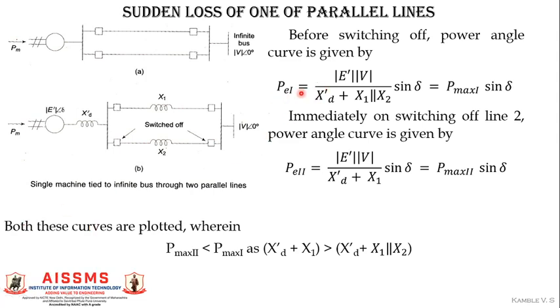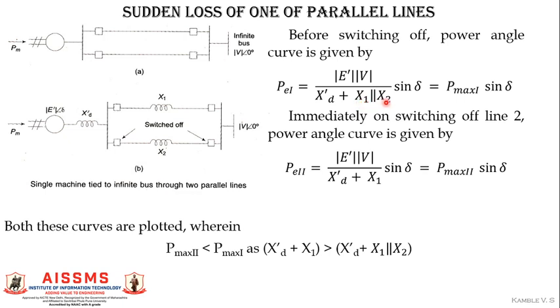So PE1 will be equal to E dash, that is magnitude of the voltage at the generator side, into magnitude of the voltage, that is voltage at this bus side, divided by the reactance between this generator and this V, or reactance between these two. So reactance consists of X dash D, X1 and X2. As these two lines are the parallel lines, the equivalent reactance of these two parallel lines is given by X1 parallel to X2.